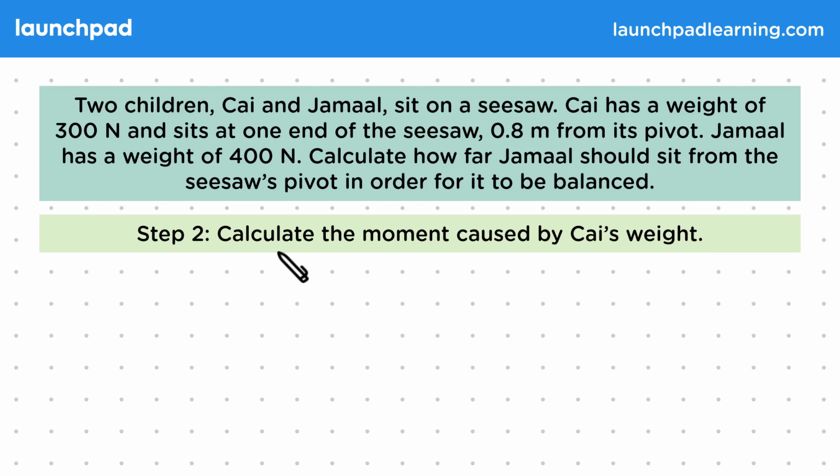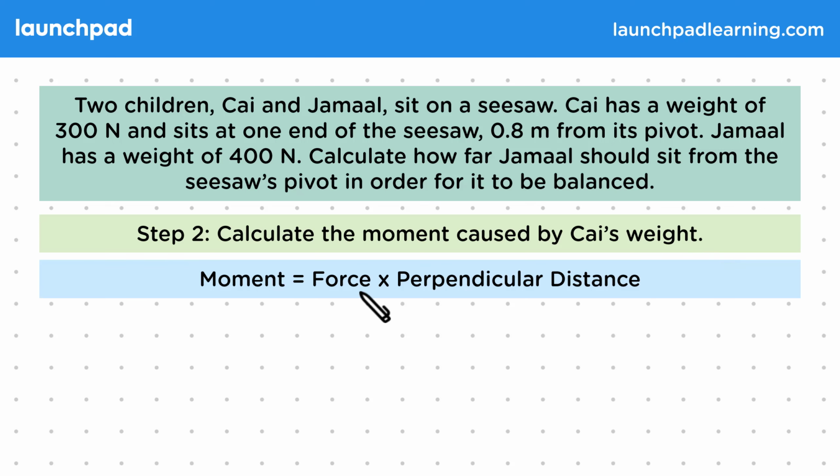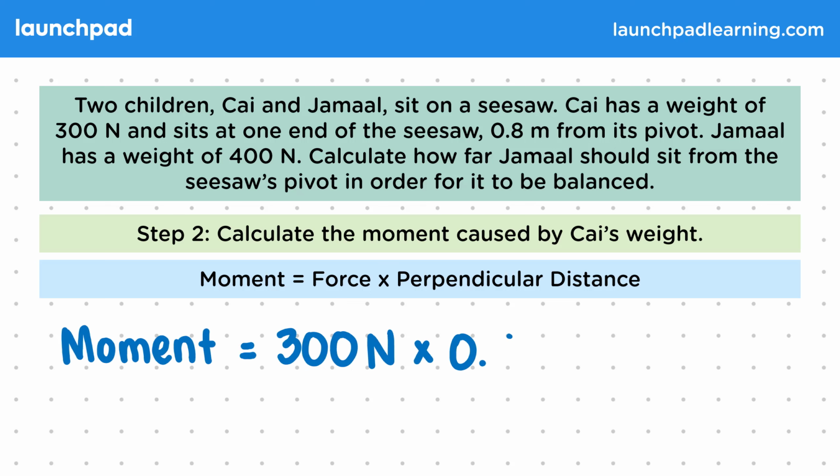For step 2, let's calculate the moment caused by Kai's weight. The moment is equal to the force multiplied by the perpendicular distance, so in this example, the moment is equal to 300 newtons multiplied by 0.8 meters, and that is 240 newton meters.